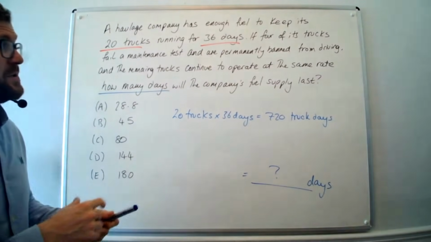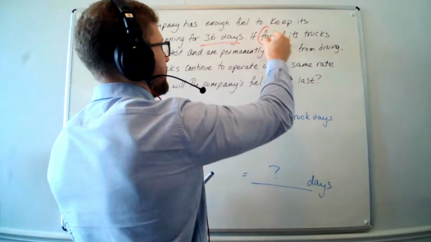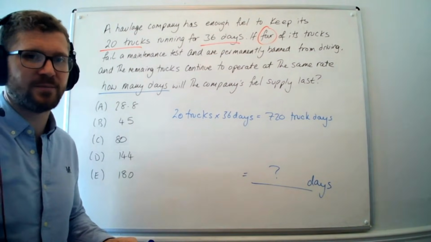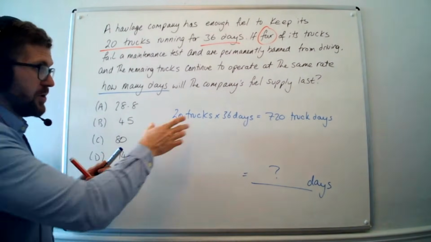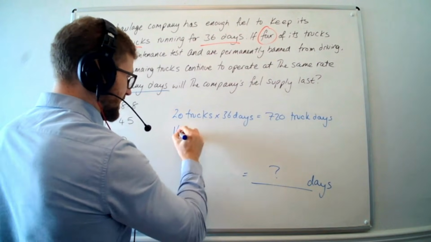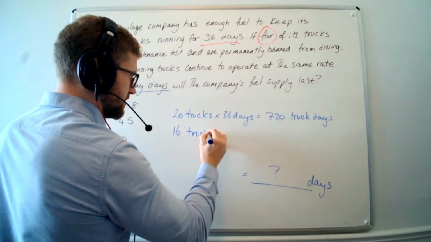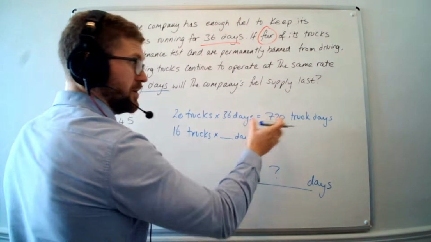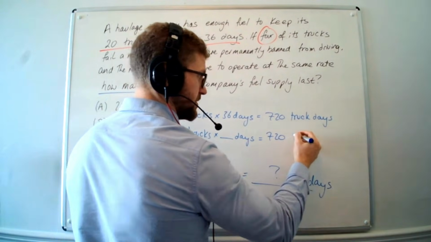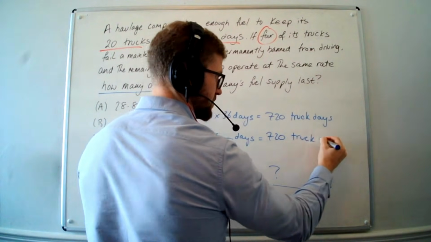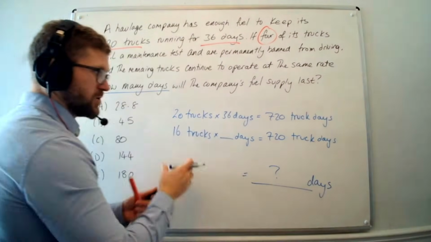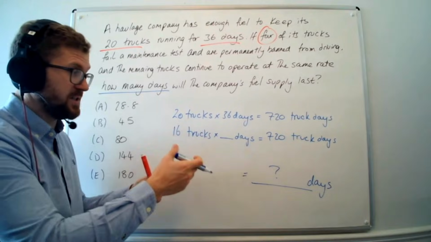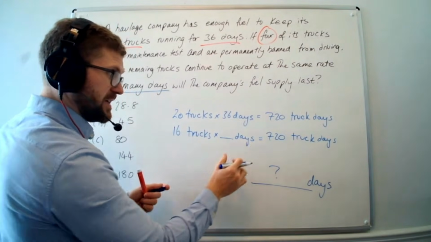All right, now what happens in the next part of the question? 4 of the trucks are going to fail a maintenance test and they're going to be permanently banned from driving. So what I can say is I no longer have 20 trucks. I have 16 trucks. I don't know how many days that's going to last me, but I know the amount of fuel hasn't changed. I've still got 720 truck days of fuel. So rearranging this, if I divide both sides by 16, by the 16 trucks, I'm going to get the number of days that I want.